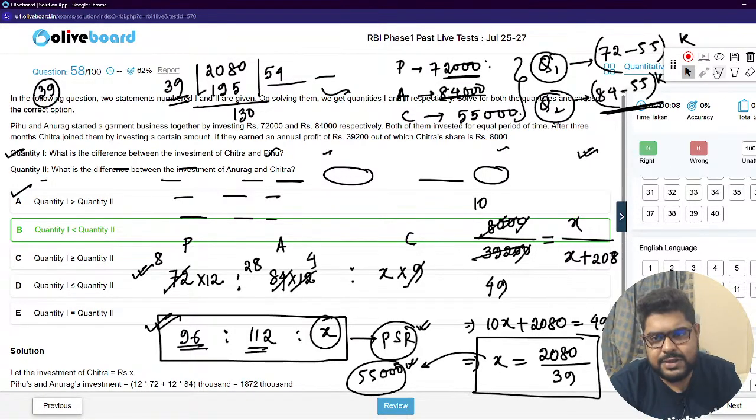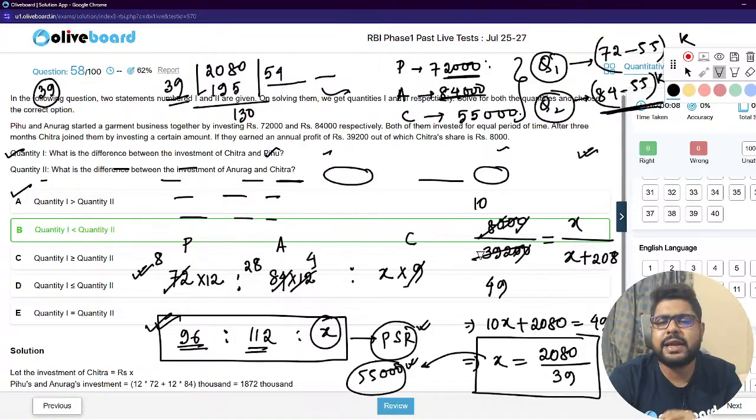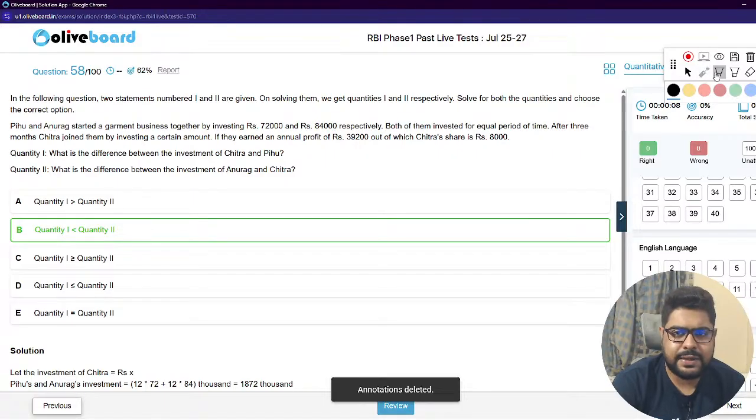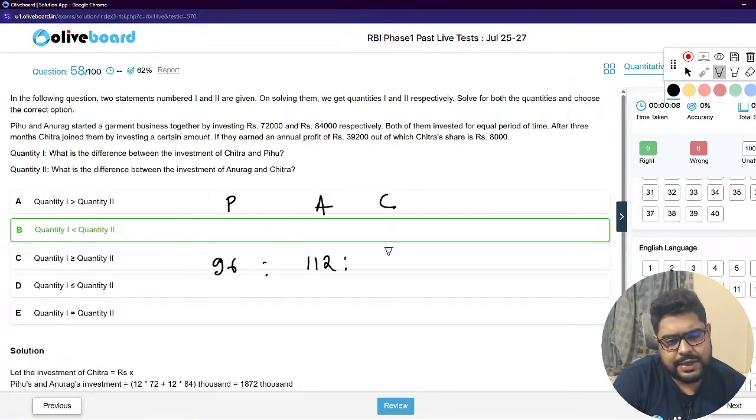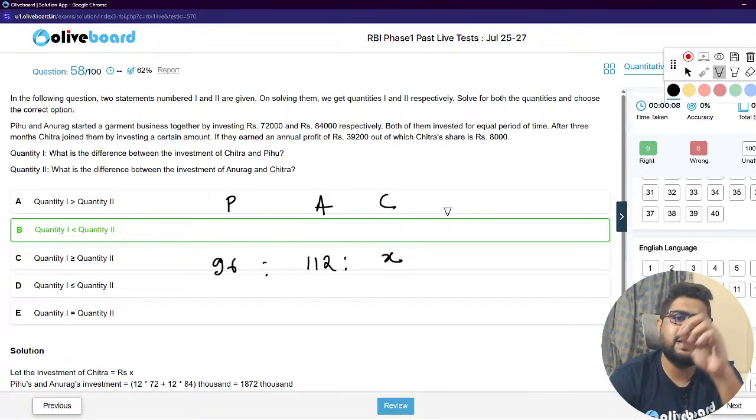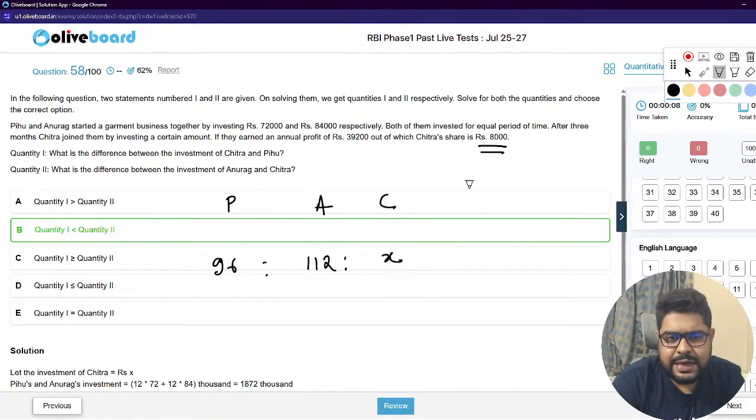Now what I was talking about, please use this technique. Many places this will become very useful. I'm about to give you a very interesting technique. Just understand the ratio 96 112 x. I'm just writing it. So this is Pihu, Anurag and Chitra. 96 112 answer x.